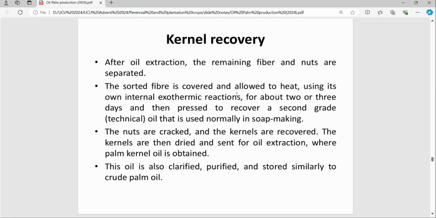It is then dried and sent for oil extraction. And what we form from this kernel is what we call the palm kernel oil. And this is also clarified, purified, and stored in a similar way to how we stored the crude palm oil.